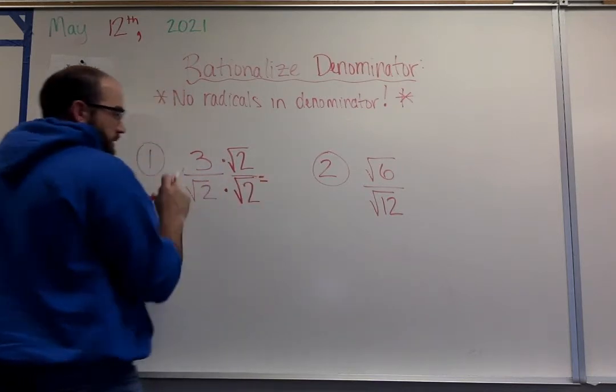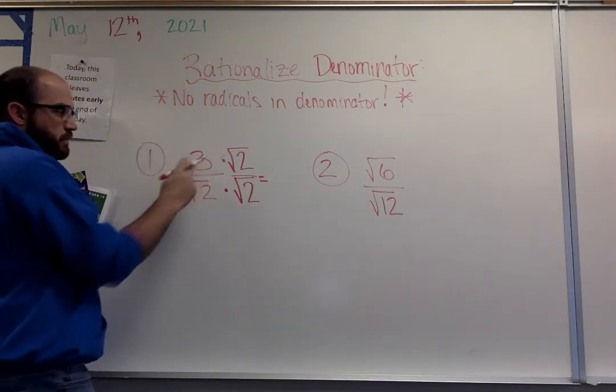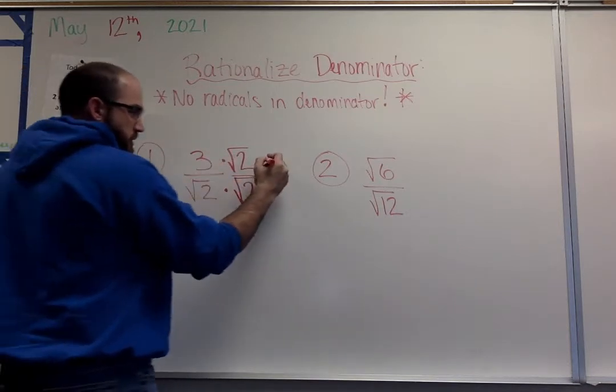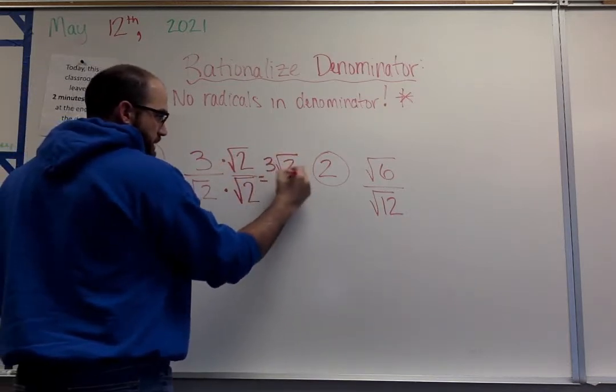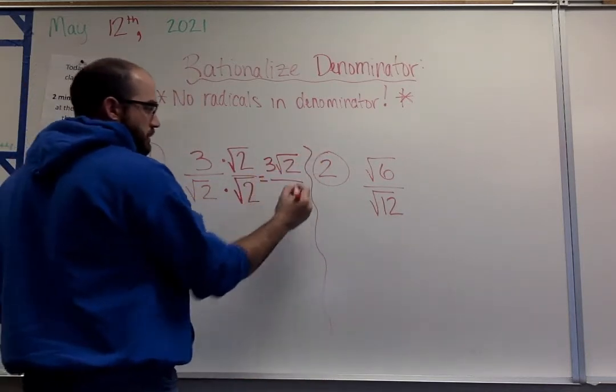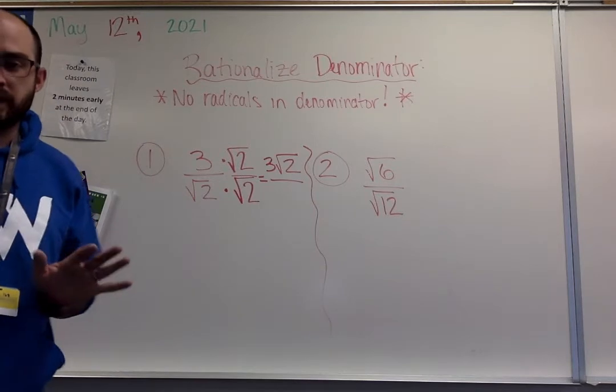When I multiply on the top, whole numbers times whole numbers, it's 3 times 1 square root of 2. 3 times 1 is 3. I don't have anything else besides the square root of 2, so it's just that square root of 2. So on the top, I just have 3 square root of 2. There's nothing left for me to do on the top.